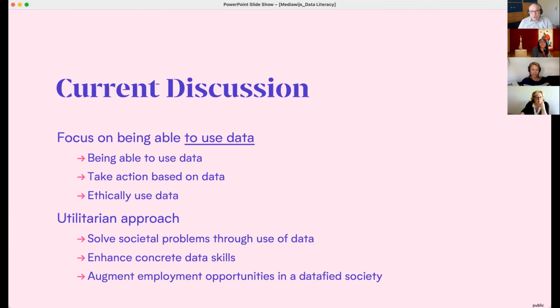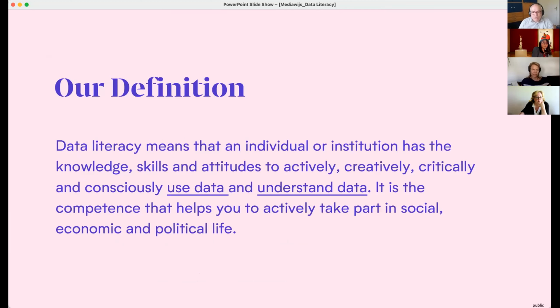And there's nothing wrong with these types of approaches, but we think that we need a more balanced approach to data literacy, and we propose a definition that talks about the knowledge, skills, and attitudes to actively, creatively, critically and consciously be able to use data, but also to understand data. And if we talk about understanding data, this also means: what does this mean for society, and what is the societal impact of data?